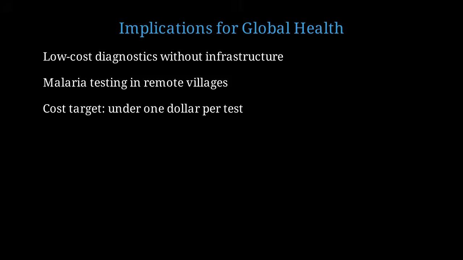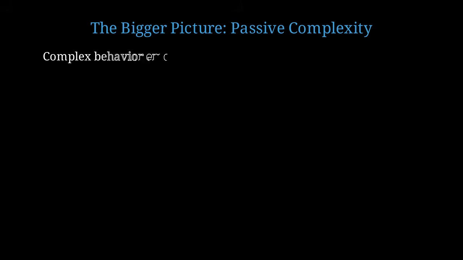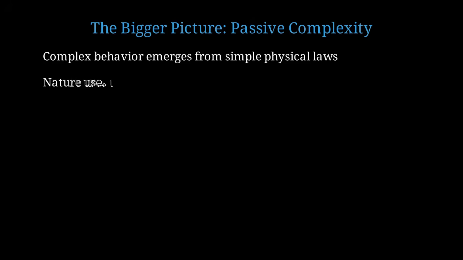Let's step back and think about the bigger picture. These devices teach us something profound about the nature of complexity. Complex behavior can emerge from simple physical laws. You don't need active control or computation to create sophisticated function. Nature uses this principle everywhere, from protein folding to pattern formation in embryos. Geometry and chemistry encode information without any central processor.